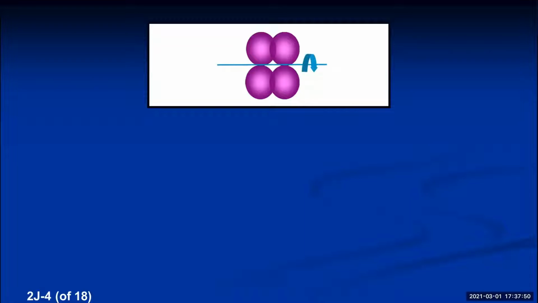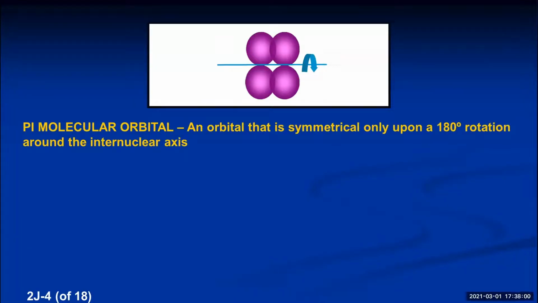But its symmetry is different now because it's only going to look the same if you rotate it 180 degrees. So it is no longer a sigma molecular orbital. We've now created our first pi molecular orbital. It's an orbital that is only symmetrical upon a 180-degree rotation around the internuclear axis. So the name of this orbital would be the pi 2pz bonding.